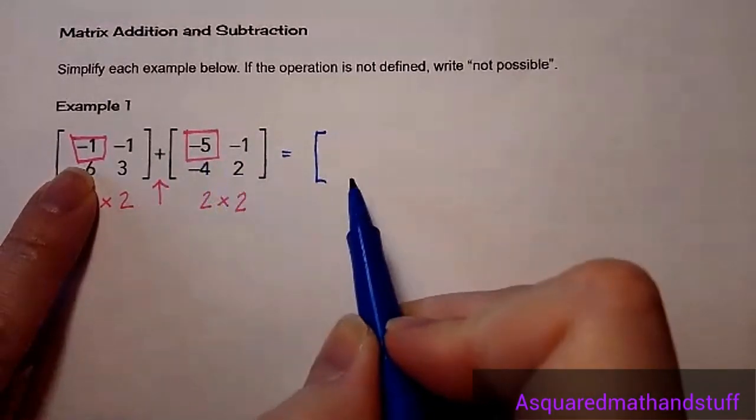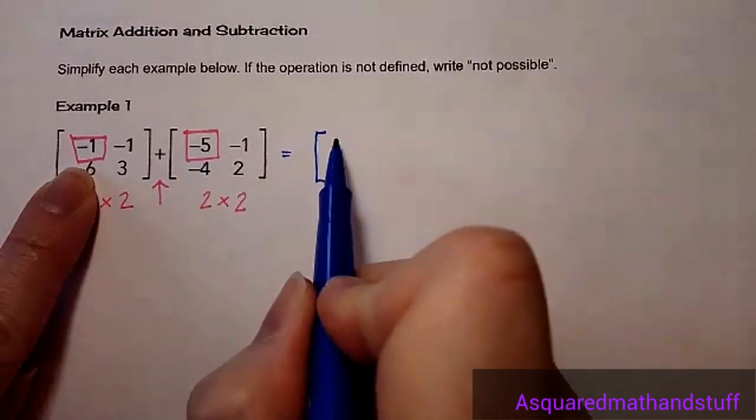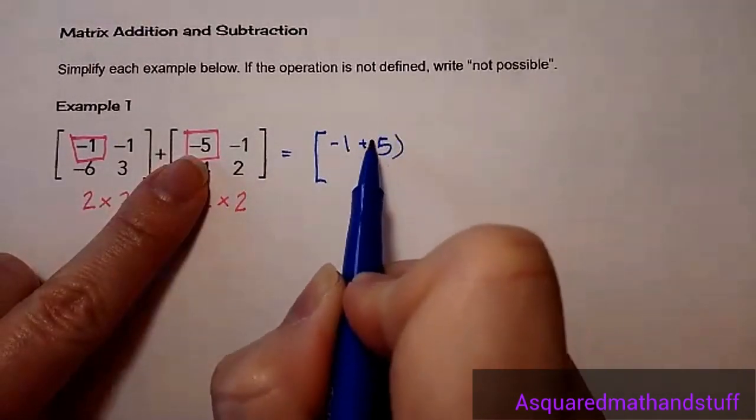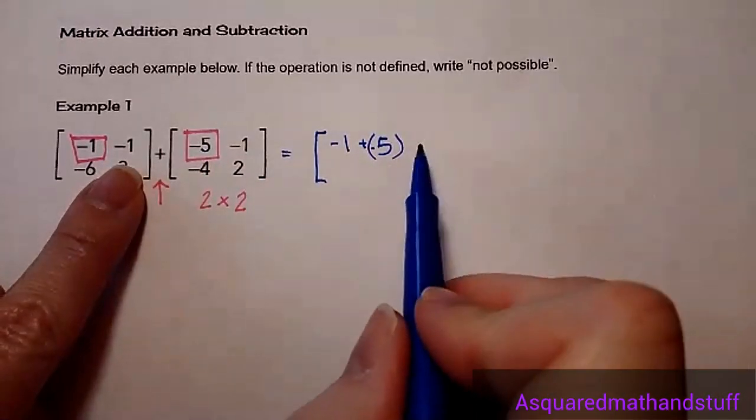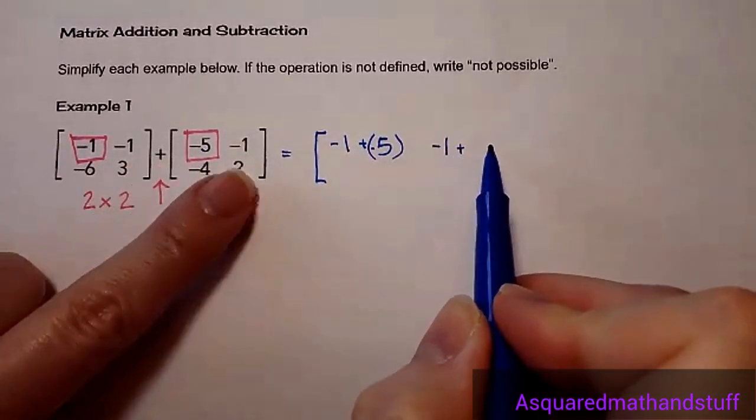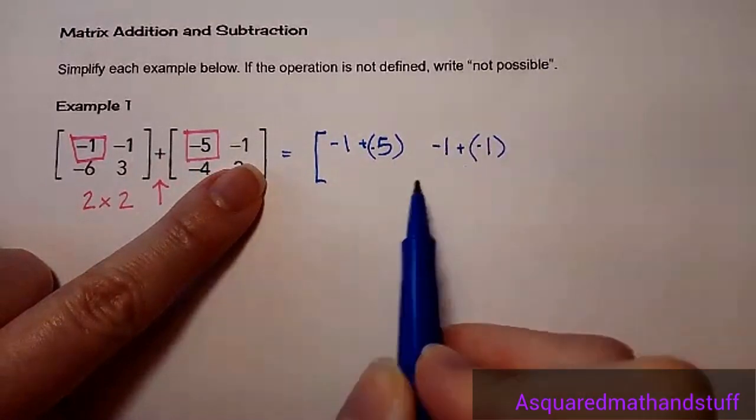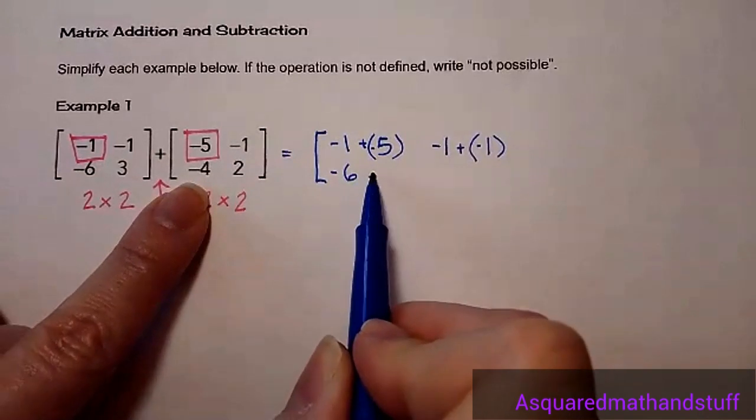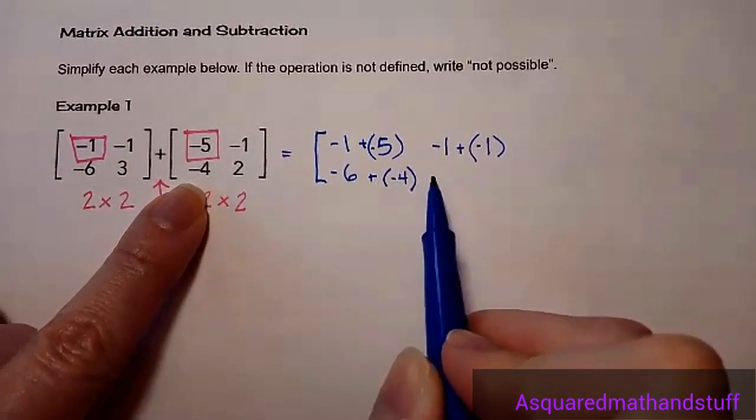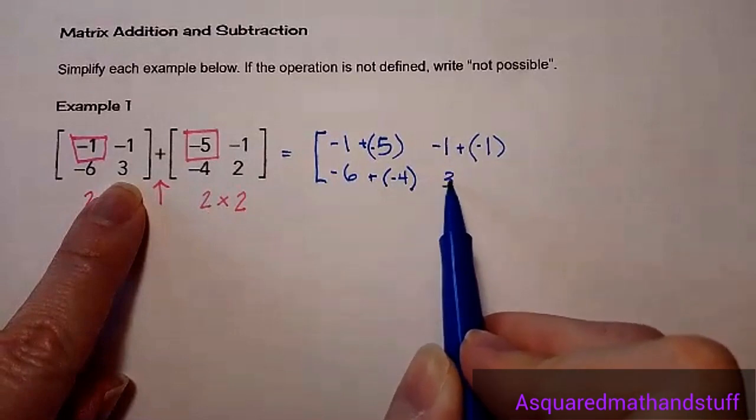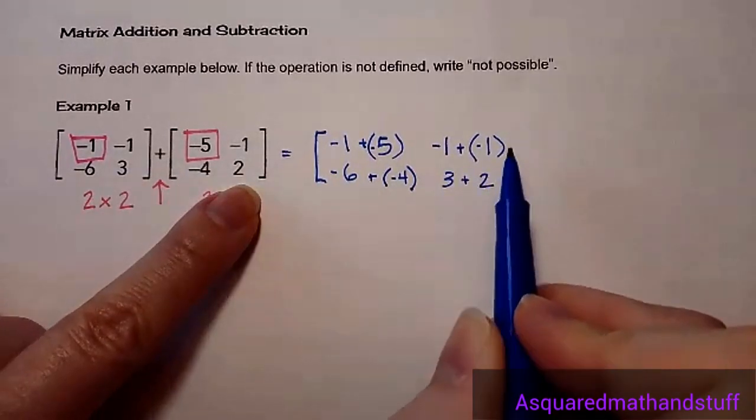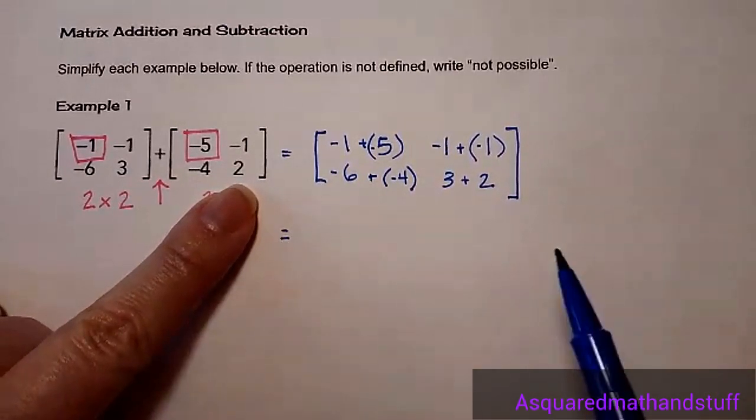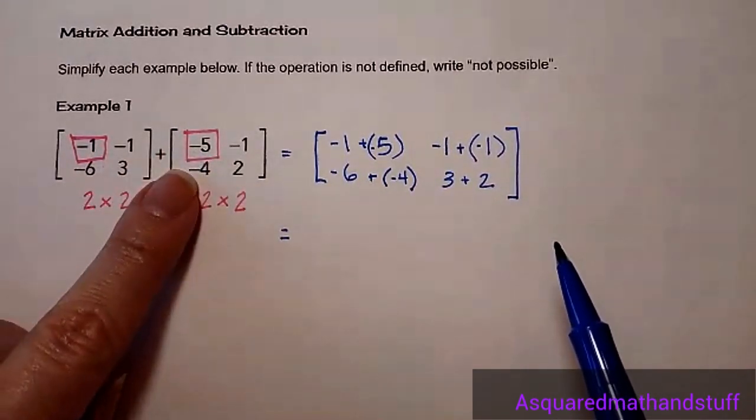Combining what we are adding and writing it into one matrix, we have our -1 plus the -5. And then we have a -1 plus another -1. Going down to row 2, we have a -6 plus -4. And then finally, we have 3 plus 2. Add these values together and we will get our final matrix after adding these two original matrices that we were given.